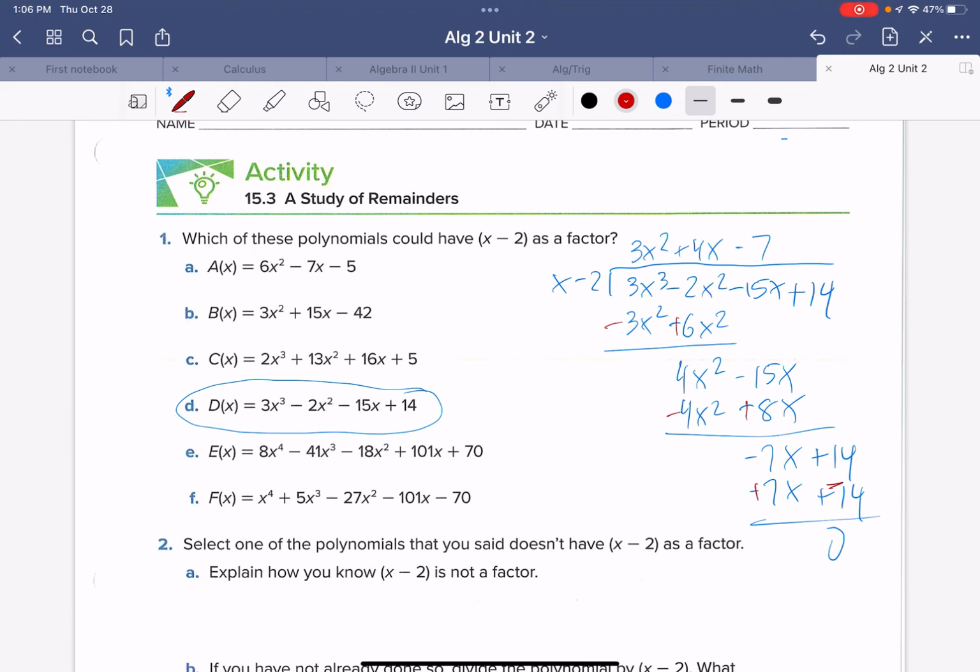Now, if I did d of 2, d of 2 would be putting 2 into this function. I should also get 0. That's what this says. So I'm going to do d of 2. So it's 3 times 2 to the third minus 2 times 2 squared minus 15 times 2 plus 14. That should also be 0. Let's see if it is.